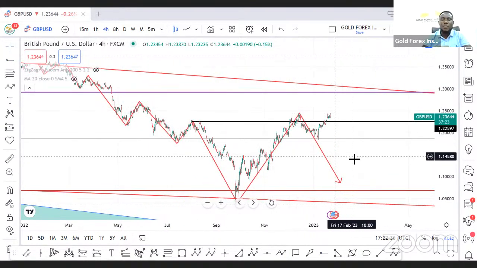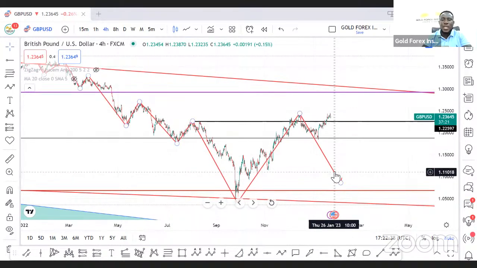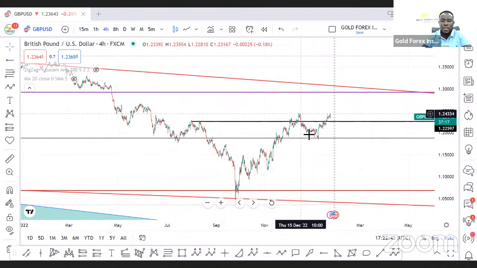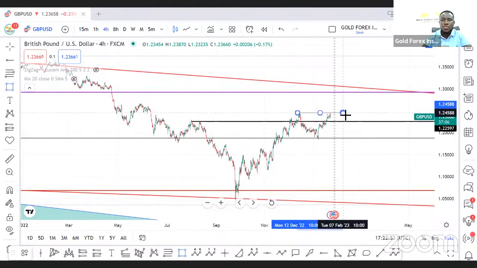Now, if this one should come down, then that means that around this level, we should have equal highs, and this is the equal high. Okay, this is the equal high. So we're able to find an equal high here.